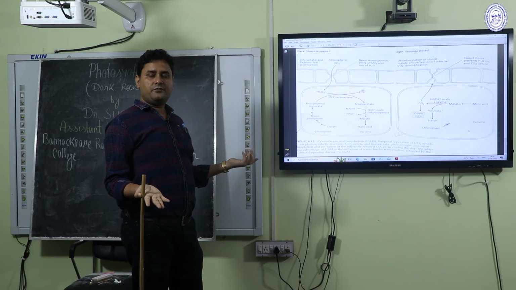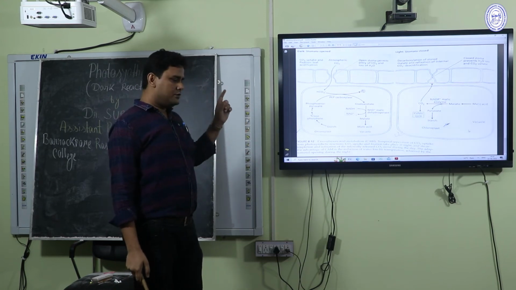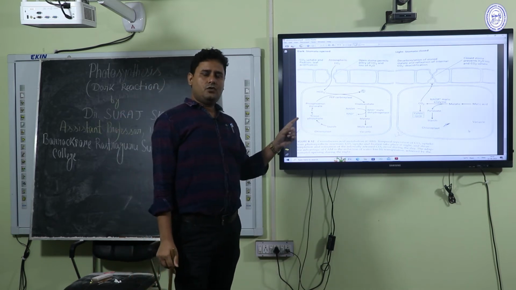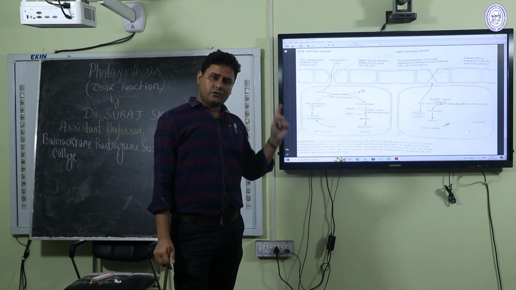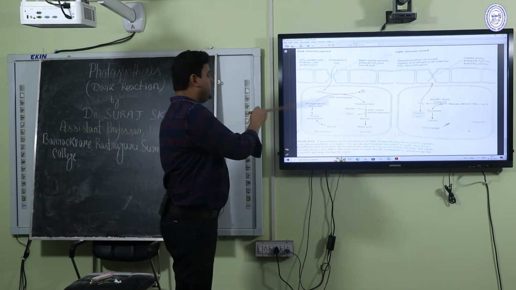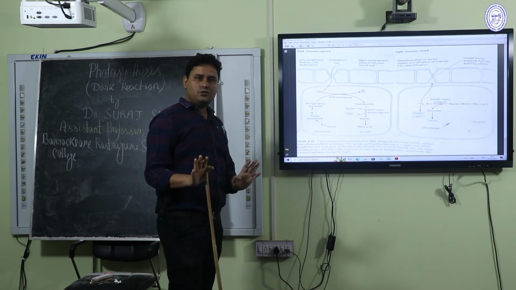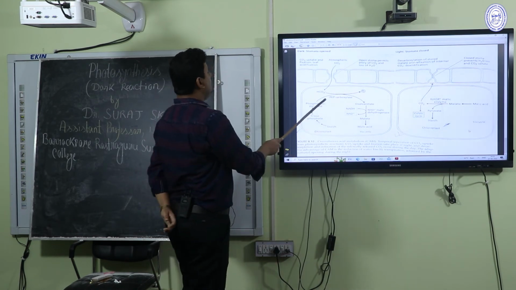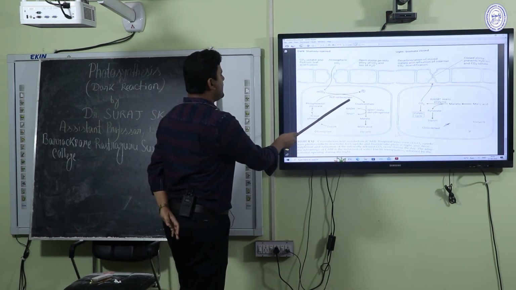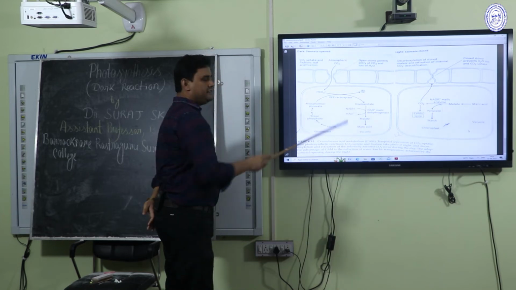by PEP, that is phosphoenolpyruvate. When we discussed the C4 cycle, we saw that PEP is the CO2 acceptor. In the CAM pathway, here also PEP is the CO2 acceptor. So, with the help of PEP carboxylase, it will produce oxaloacetate.